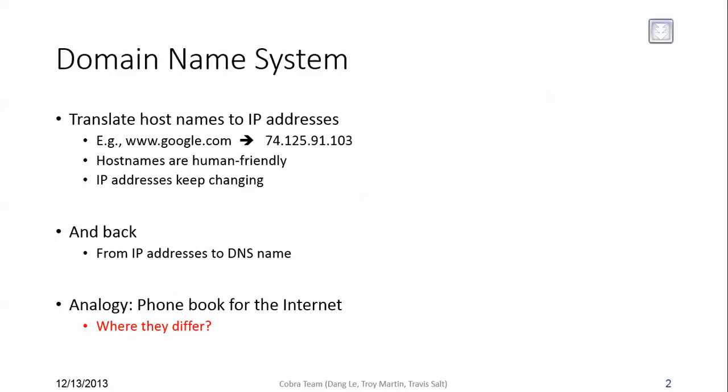What is the Domain Name System? DNS is the Domain Name System. It translates the host name to an IP address, and back from the IP address to a DNS name. It is the phone book of the internet.